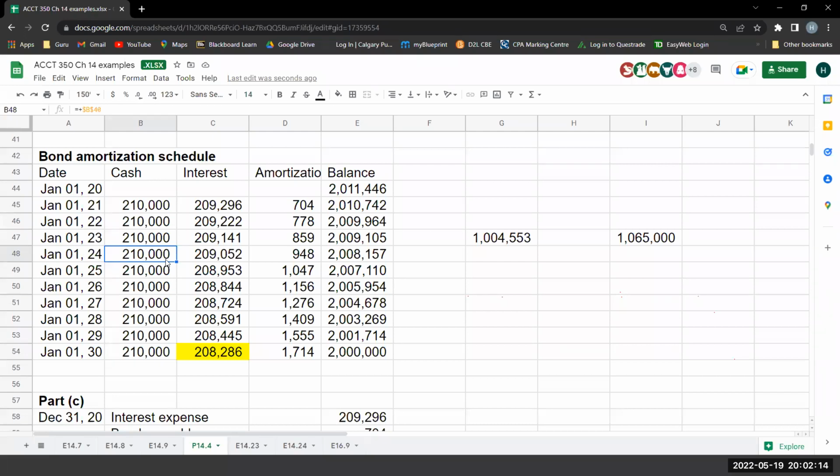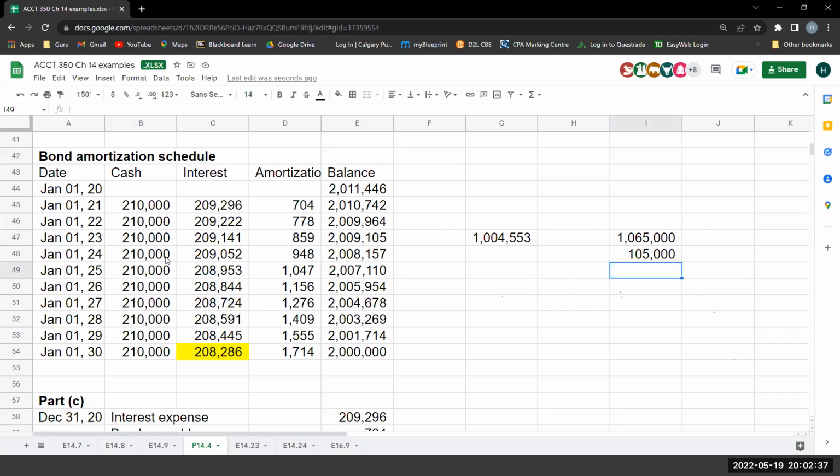All of the bonds for a full year. If I'm buying back half of the bonds, then I need to take half of $210,000. So if I do half of $210,000, that goes to $105,000.